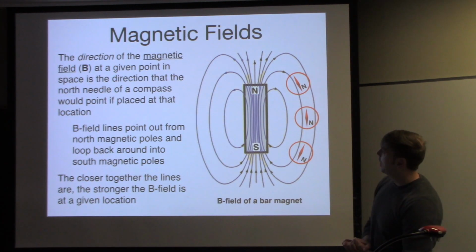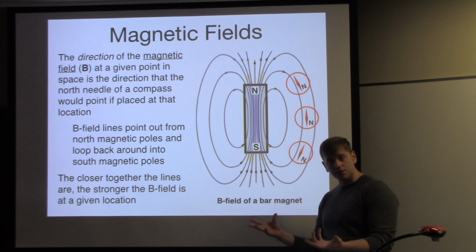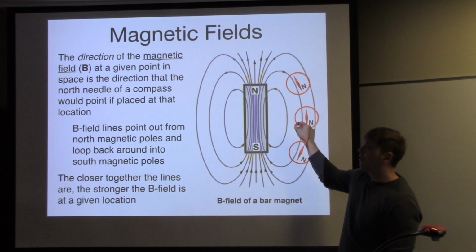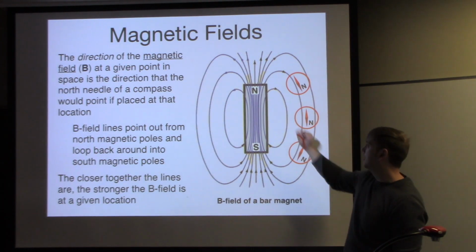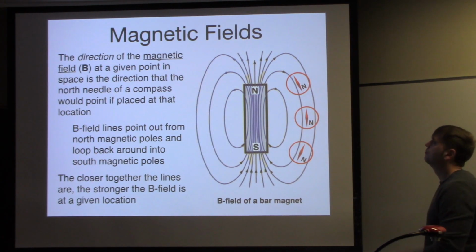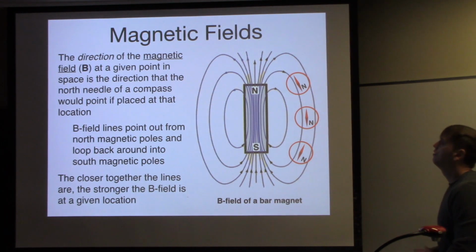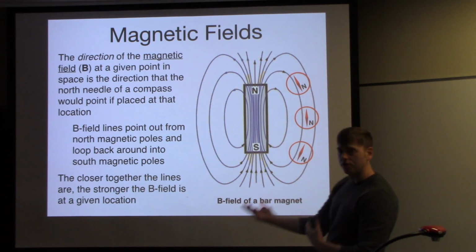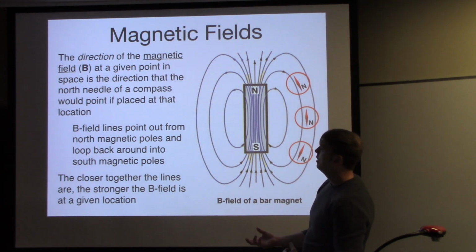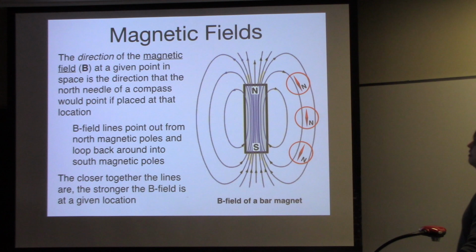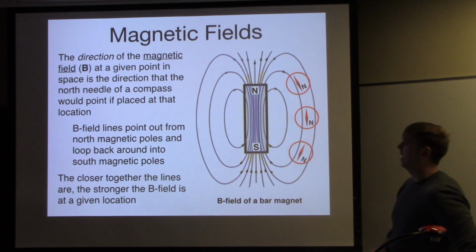So when we have a magnetic field, this is an example of a vector field where at every single point in space, there is a vector telling us something about the magnetic field. Okay? So any vector has a magnitude and a direction. So let's try to understand what the direction of the magnetic field is telling us. And if we start with that, the direction of a magnetic field is just the direction that the north needle of a compass would point if you placed it at that location.